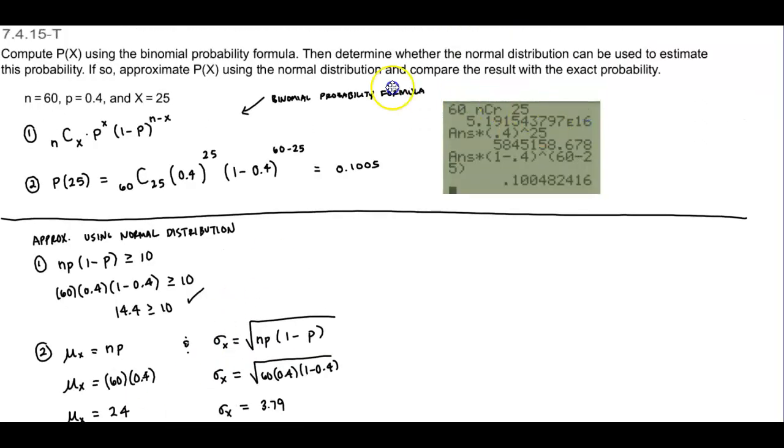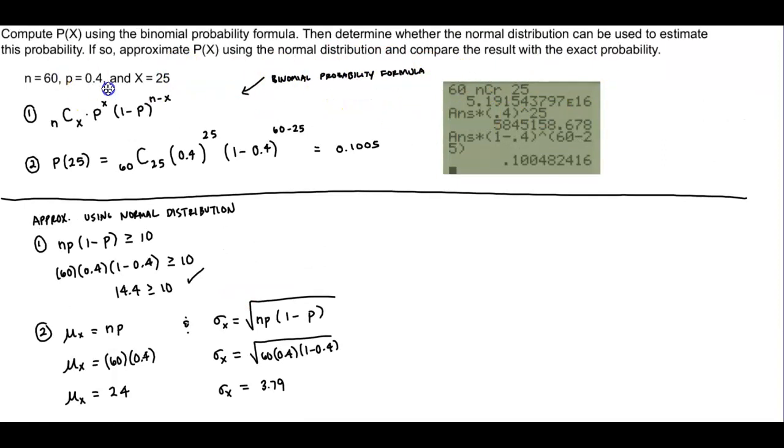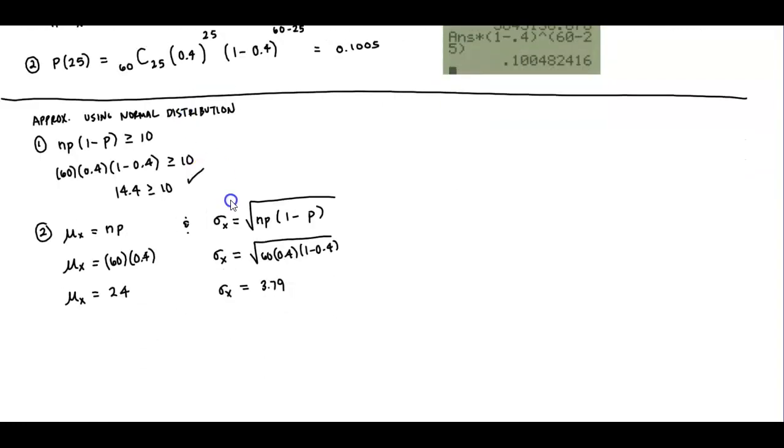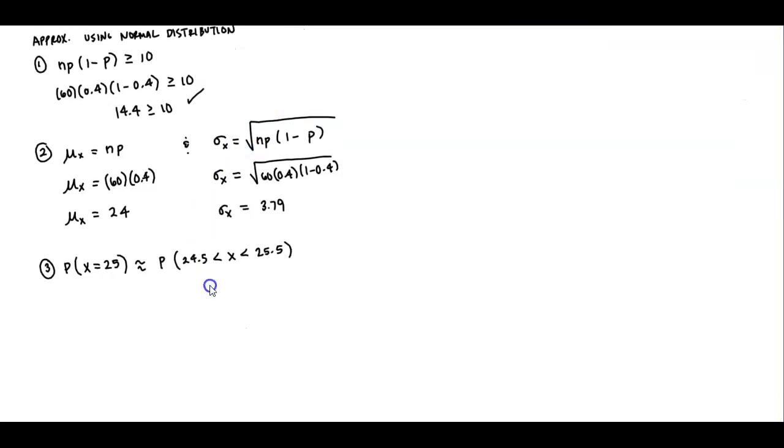Okay, now the question is asking us to find the exact probability and compare it with the normal distribution where x is equal to 25. So we're looking for the probability of when x is equal to 25. When it's equal to 25, that means we're trying to find the probability that x is in between 24.5 and 25.5, which means we need to find the z-scores.